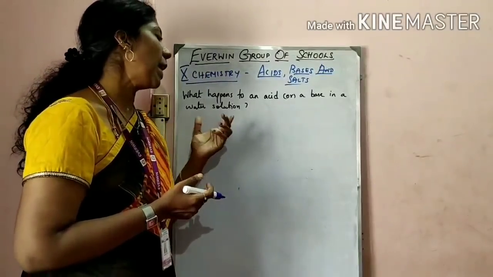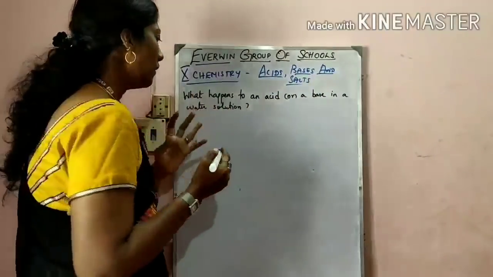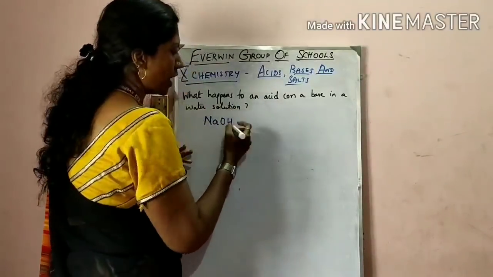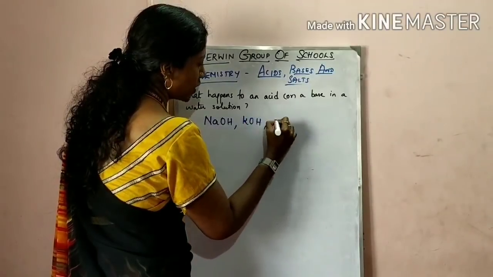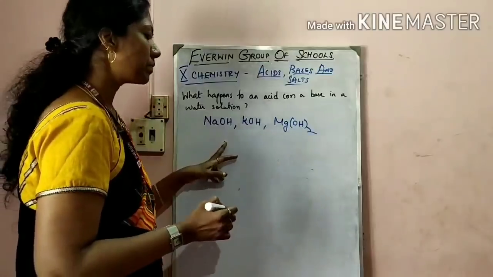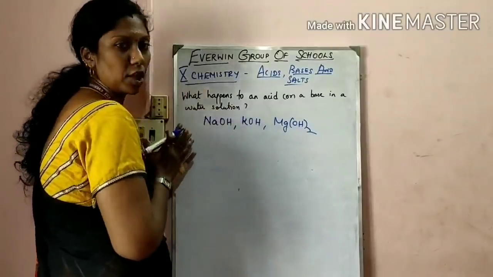Now let's see what happens when a base is in an aqueous or water medium. We will take the strong bases, sodium hydroxide, potassium hydroxide and magnesium hydroxide. What happens to these bases in water solution?